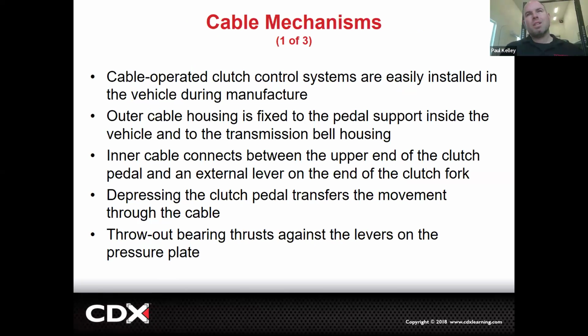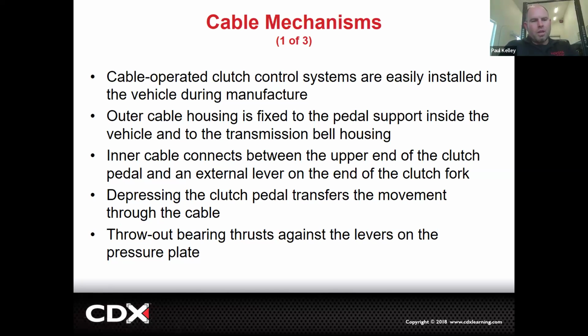Okay, cable. Actually, linkage is probably a little easier to understand, but the cable's more relevant. Linkage, we're just going to do a little bit on because nothing's using linkage anymore. It hasn't for a long time. So cable operated clutch, it's pretty simple. We've literally got a cable going from the pedal to the clutch fork. That's to the release fork.